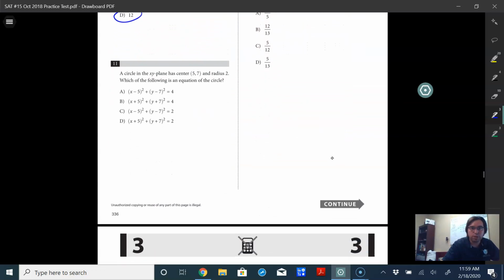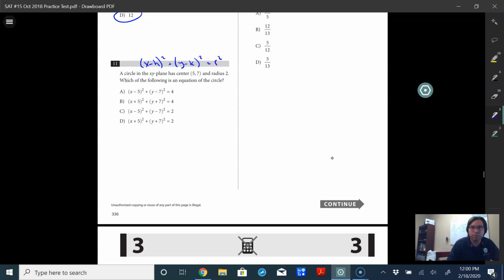Okay, number 11. What we're looking at on this one is an equation of a circle. Our equation of a circle is always going to be (x minus h) squared plus (y minus k) squared equals r squared. Which of the following is the equation of the circle?